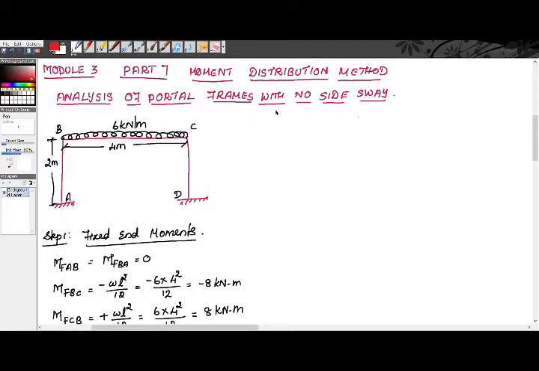Welcome everybody once again. So we are in our seventh part for module 3. Module 3 is about moment distribution method. In the last 6 classes, we have seen what is moment distribution method, what is the procedure to analyze indeterminate structures using moment distribution method, how to analyze continuous beams with fixed supports, with fixed and hinged supports, etc.